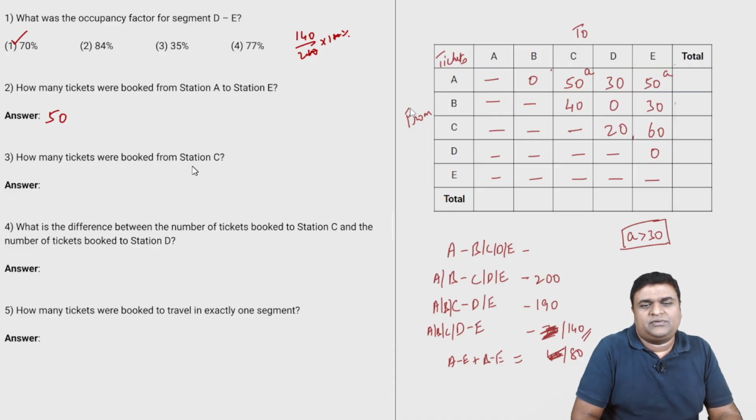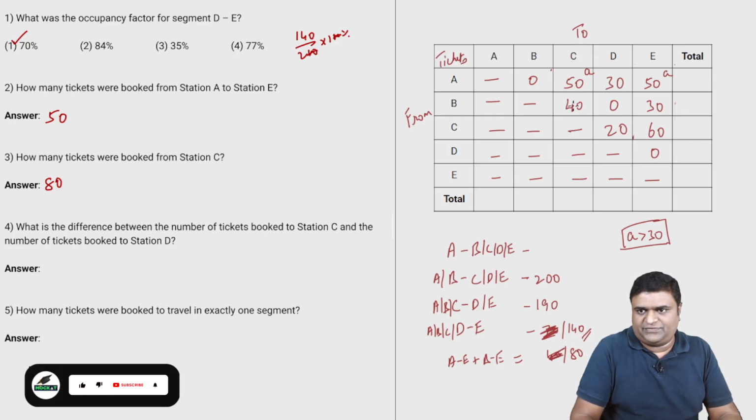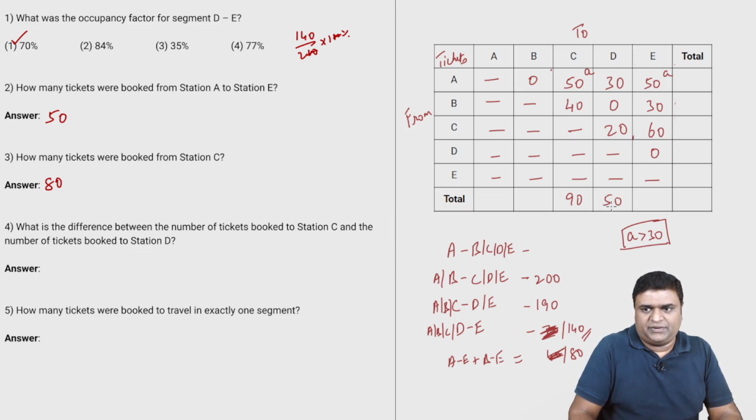How many tickets were booked from station C? I'm starting from C, both 20 plus 60. 20 plus 60, that's going to be 80. What is the difference between the number of tickets booked to station C and to station D? To station C is 50 plus 40 is 90. And the number of tickets booked to station D is 30 plus 20 is 50. What is the difference between these two? 90 minus 50 is 40.